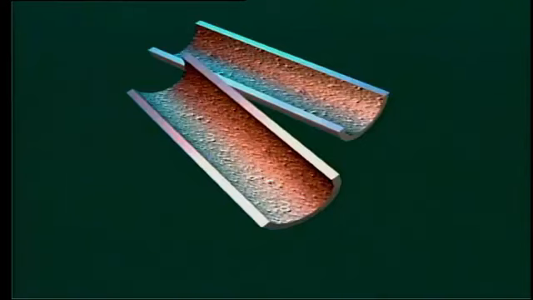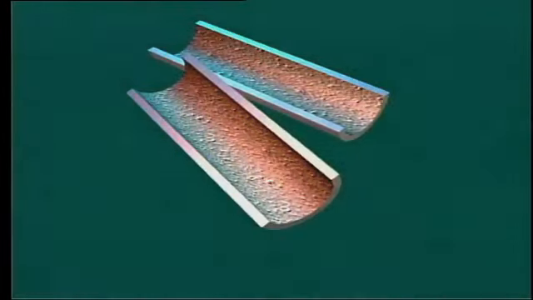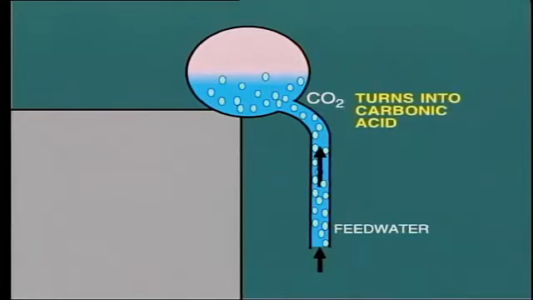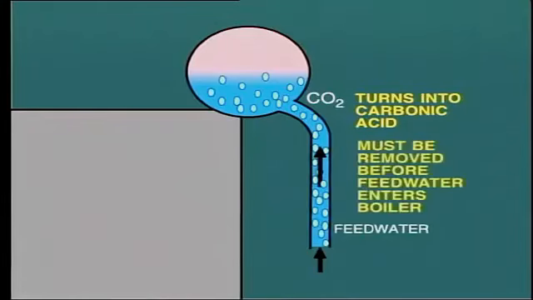The oxygen enters along with the feed water and makeup water. Carbon dioxide, another dissolved gas, is also highly corrosive as it turns to carbonic acid. It is extremely important that the dissolved oxygen and other gases such as carbon dioxide be removed or at least reduced to a very small value before the feed water enters the boiler.